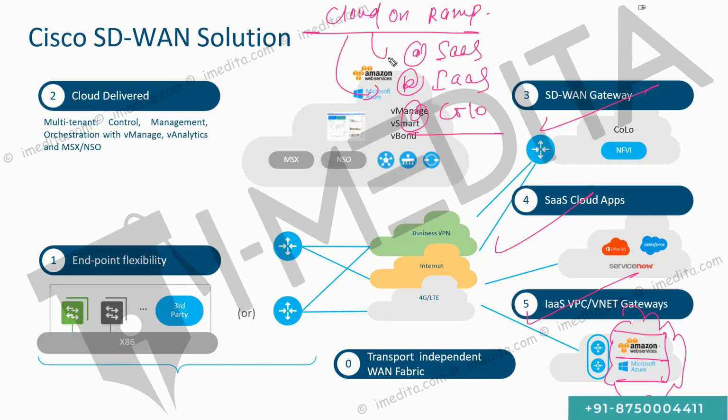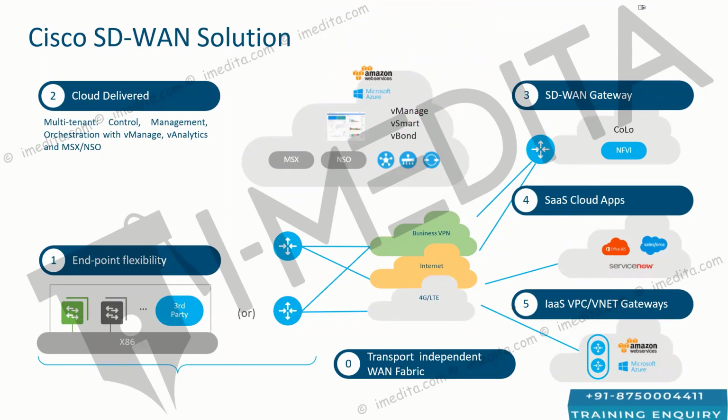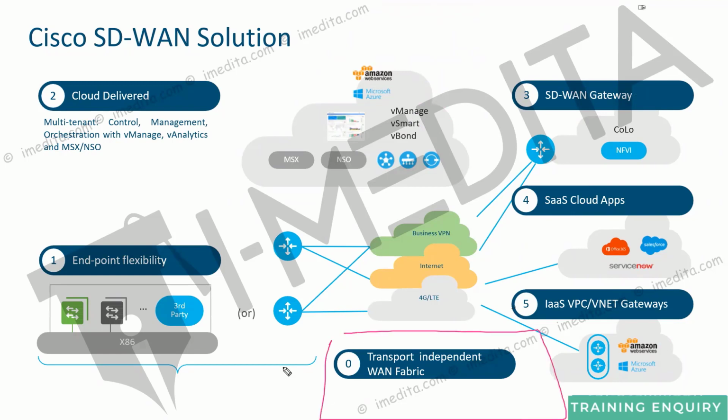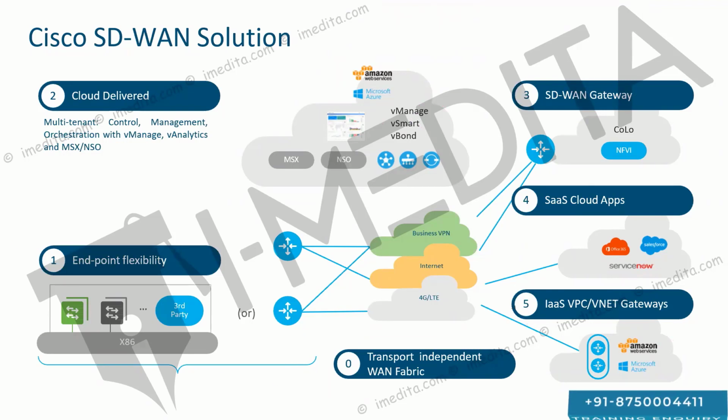And cloud on-ramp for co-location allows us to extend our SD-WAN capabilities to the co-location centers, shared data center, if I must say. So Cisco SD-WAN solution addresses all these challenges. For example, we don't need to worry about the transport. We can have a transport such as internet, MPLS, 4G LTE, whatever. We can have any of these types of transport. As long as the connectivity is there, everything is okay.